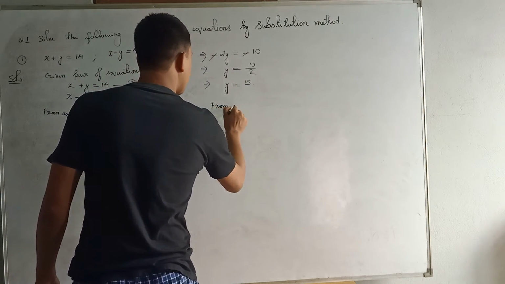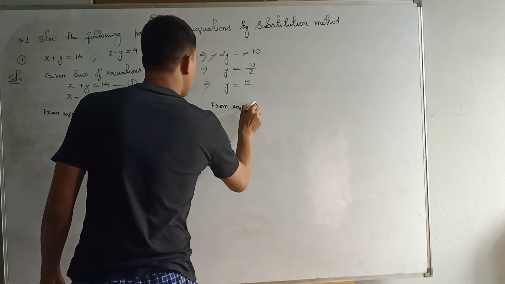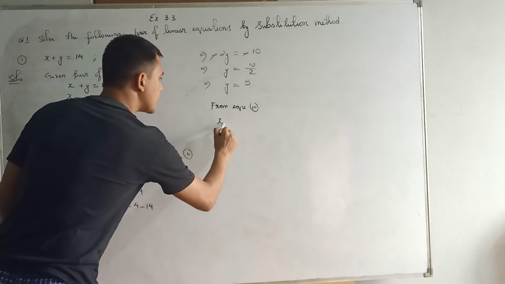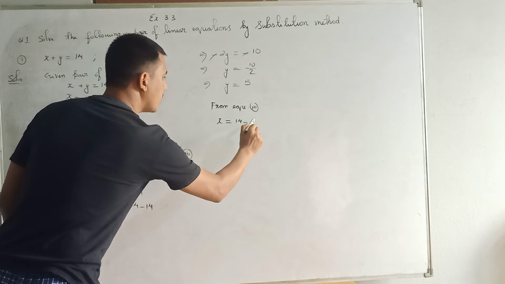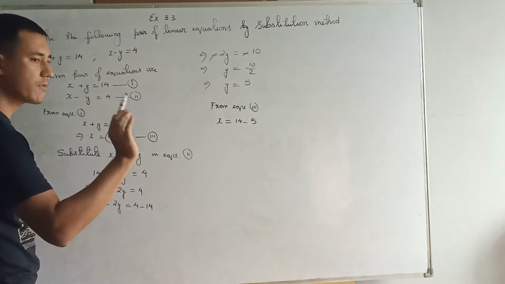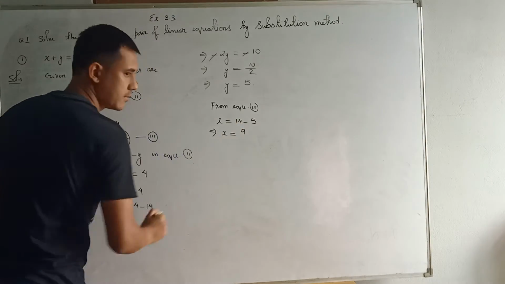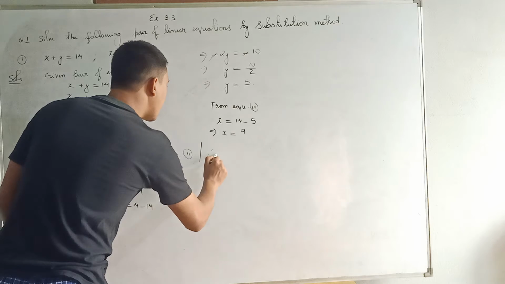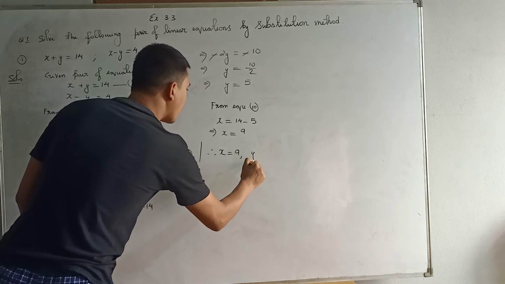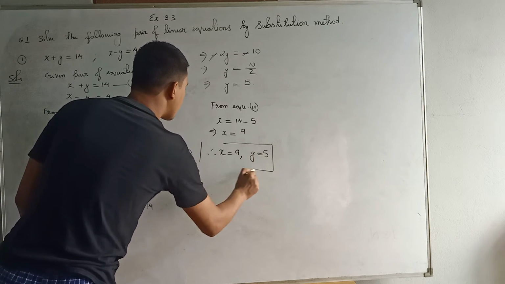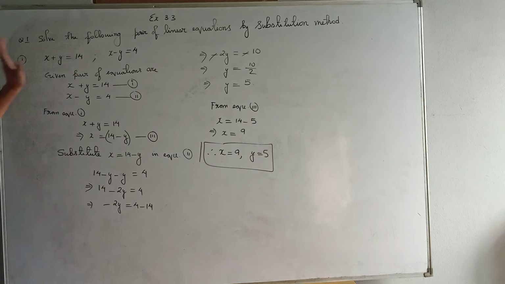From equation 3, your equation 3 is x equals 14 minus y, and y is 5. So this implies x is equal to 9. Therefore, x equals 9 and y is equal to 5 are the required solution of the given pair of linear equations. So this is how we solve a pair of linear equations by the method of substitution. You can try.